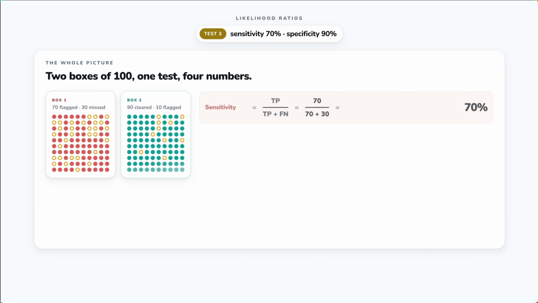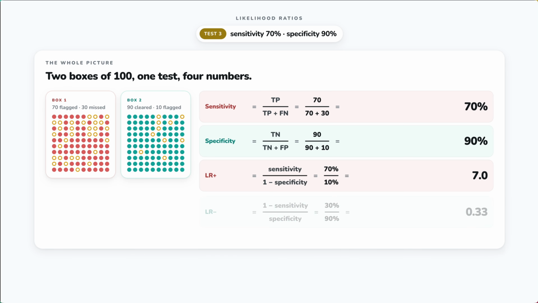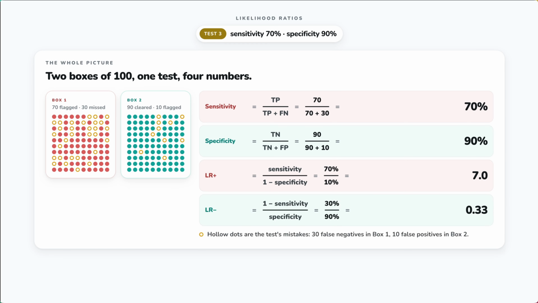In summary, if you can imagine two boxes, box 1 with 100 diseased people and box 2 with 100 healthy people, then you can think of a mental model that will help you solve sensitivity, specificity, positive likelihood ratio, and negative likelihood ratio. Sensitivity there is everyone that the test flags as positive in box 1. Specificity is everyone that test flags as negative in box 2. Positive likelihood ratio is the ratio of positive in box 1 divided by box 2. And negative likelihood ratio is the ratio of negatives in box 1 divided by box 2.